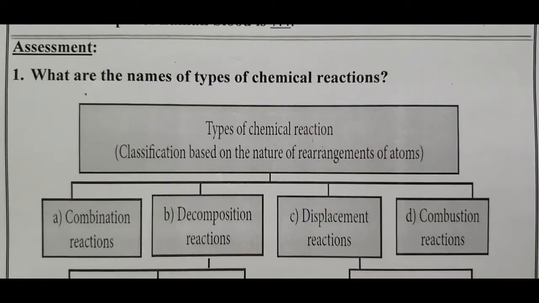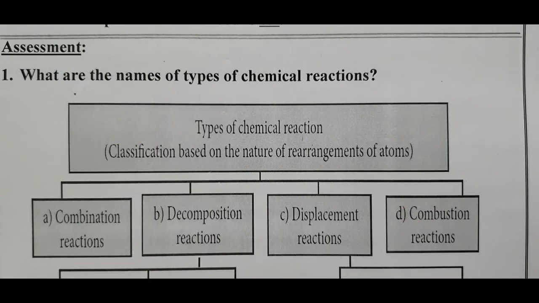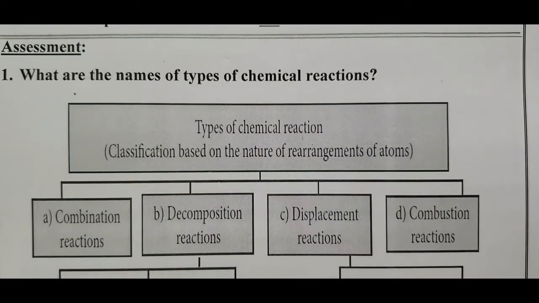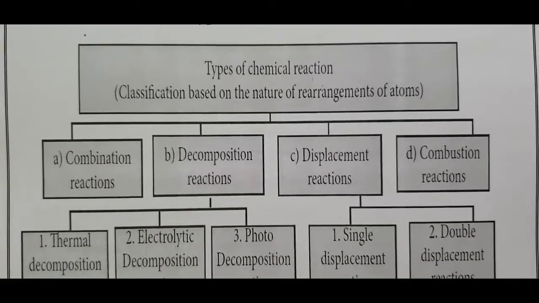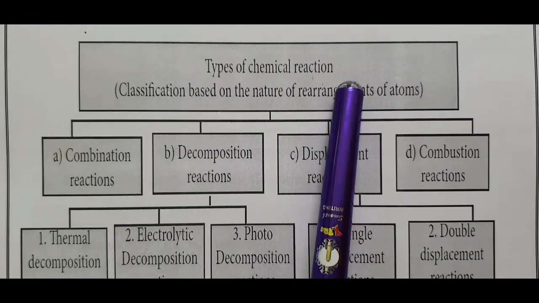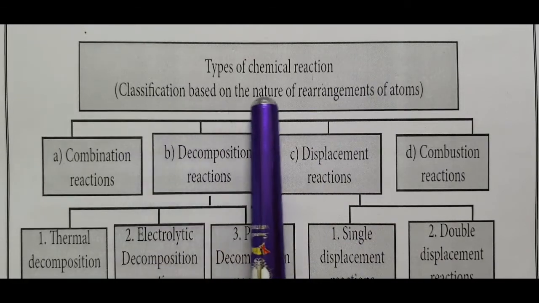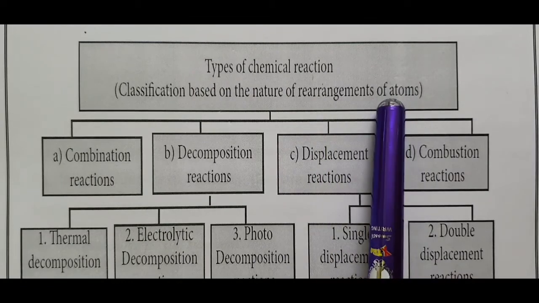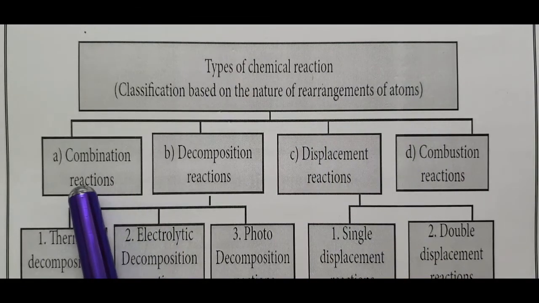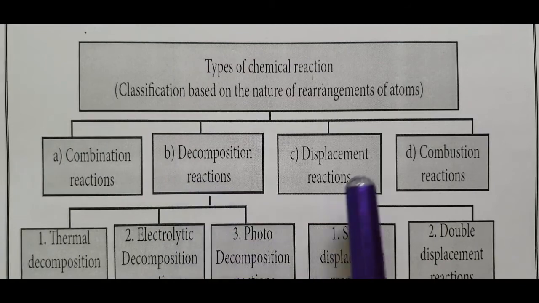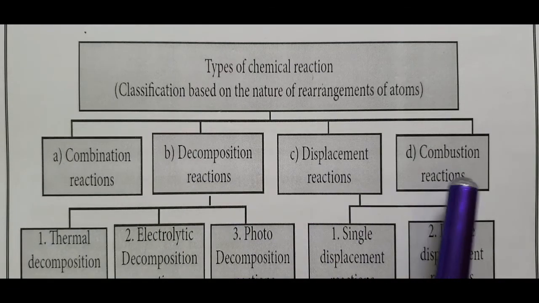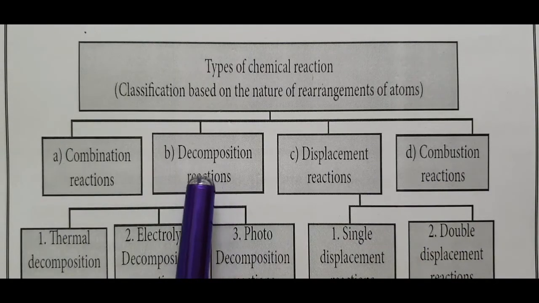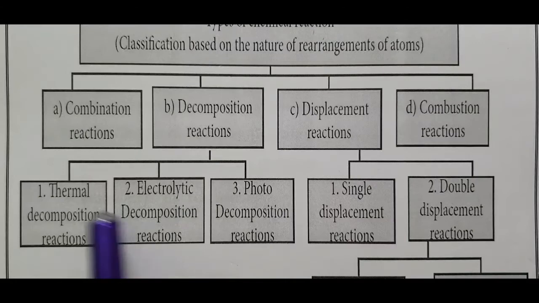Come to the assessment part. One is, what are the names of types of chemical reaction? We have a number of chemical reactions, all are very easy. Types of chemical reaction: classification based on the nature of reagents or rearrangement of atoms. First one is combination reaction, decomposition reaction, displacement reaction, combustion reaction. We have only one type of combination reaction, but decomposition reactions are classified into 3.